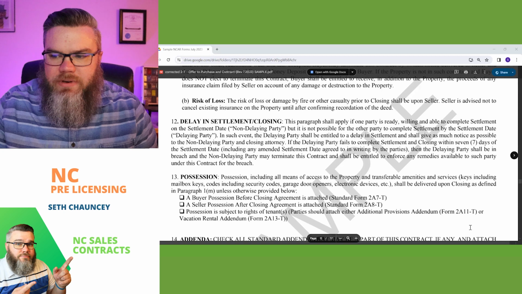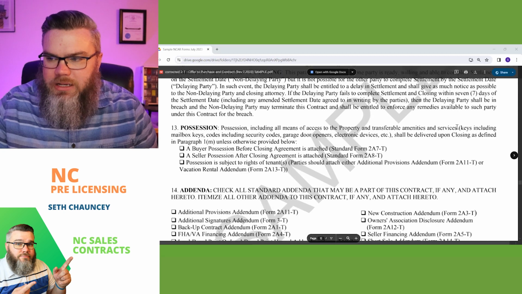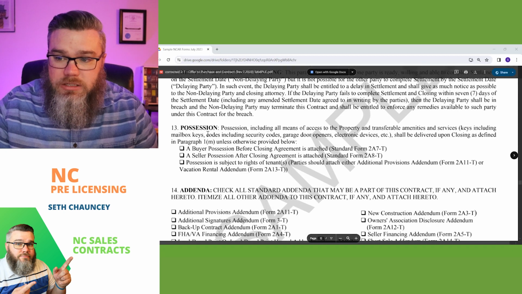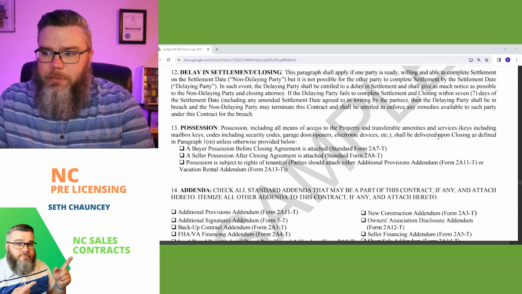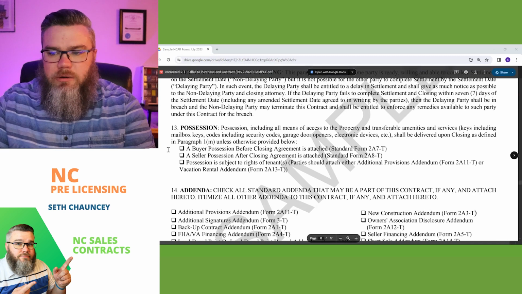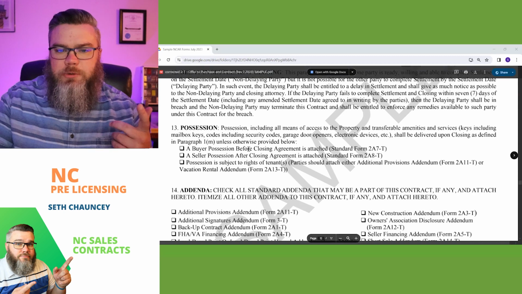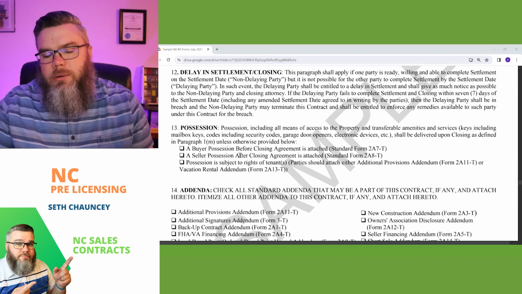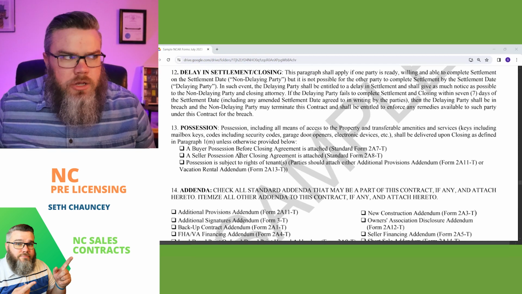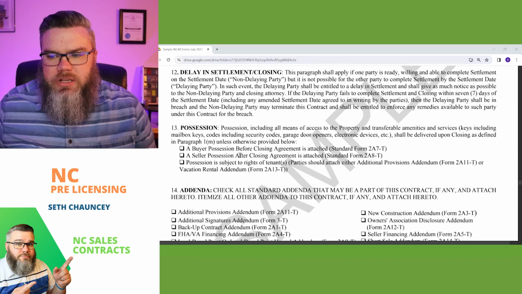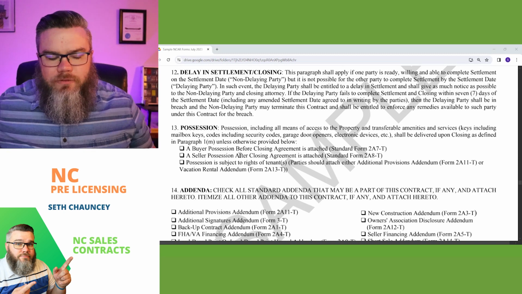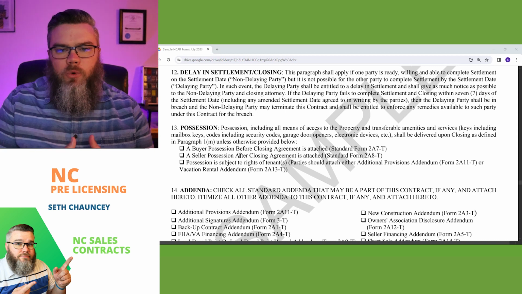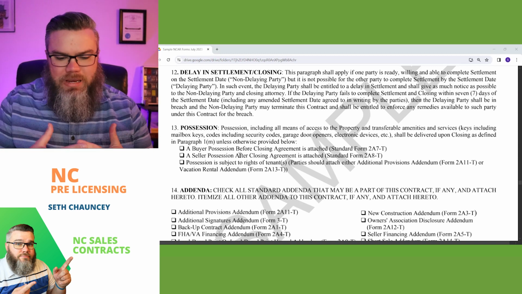Possession, including all means of access to the property and transferable amenities and services, keys, including mailbox keys, codes, including security codes, garage door openers, electronic devices, etc., shall be delivered upon closing as defined in paragraph 1M unless otherwise provided below. So there's a couple options here. The first one says a buyer possession before a closing agreement is attached. So if I say buyer possession before closing, what does that mean is happening?